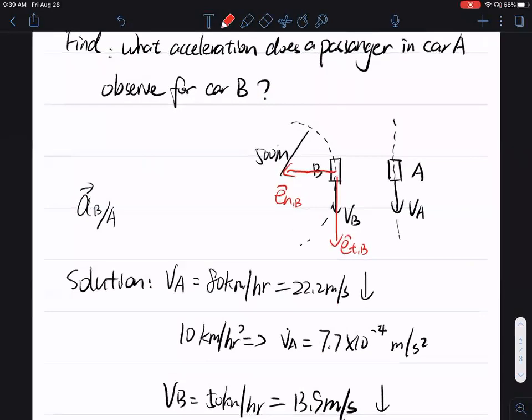Okay, now let's look at car A. How would you draw the unit vectors for car A? Use your finger to point, where's the direction for eT? Yeah, it's the same direction. Let's call this eTA. Now the tricky part is, where the heck is our eNA? For car A, do we have an eNA? The normal direction. Why is that? We're traveling in a straight line. What does that mean?